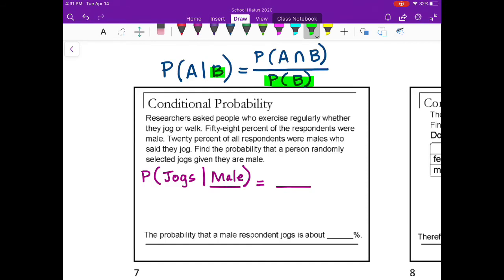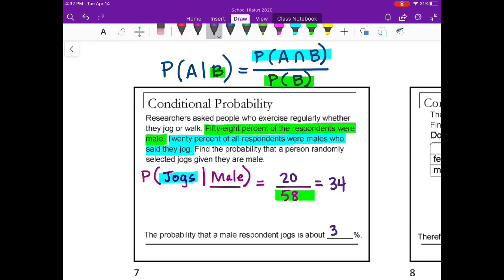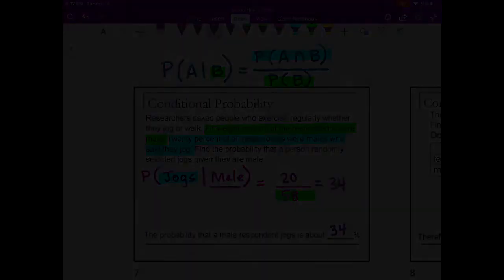So it says that 58% of the respondents were male, and so that will go in the denominator of our fraction. Now we want to find the probability of A intersect B. In this case, that's males who jog, and it's 20% of all respondents were males who said they jog. That will give us the numerator, 20%. Then we'll divide 20 by 58 to get 34. So 34% of male respondents said they jog.